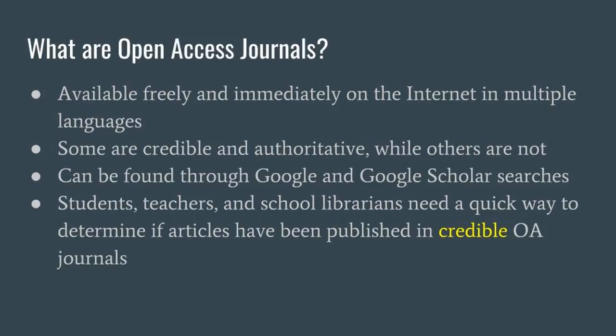So first you might be thinking, what in the world are open access journals? Well, basically they're available freely and immediately on the internet in multiple languages. Some of them are credible and authoritative, but others are not. You can find them through easy Google searches and even on Google Scholar searches. And students, teachers, and librarians need a quick way to determine if these articles published are credible or not.